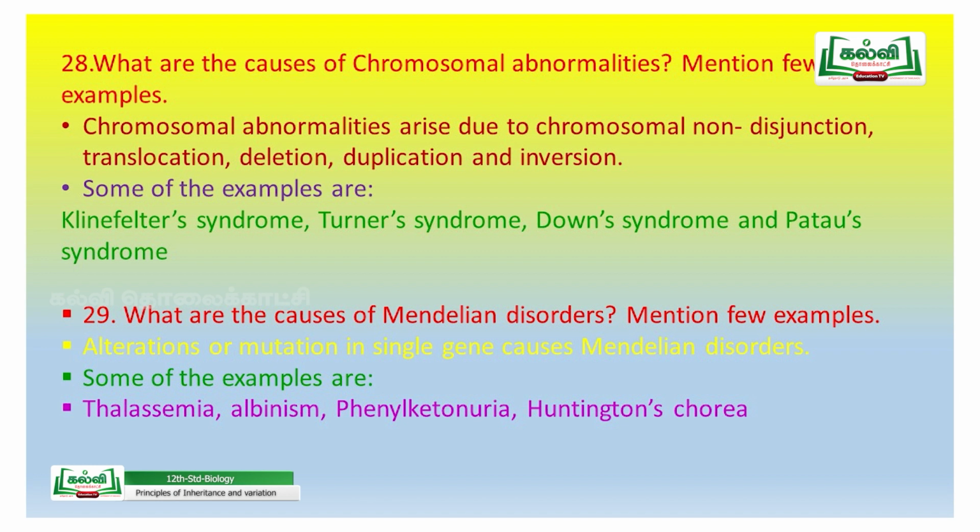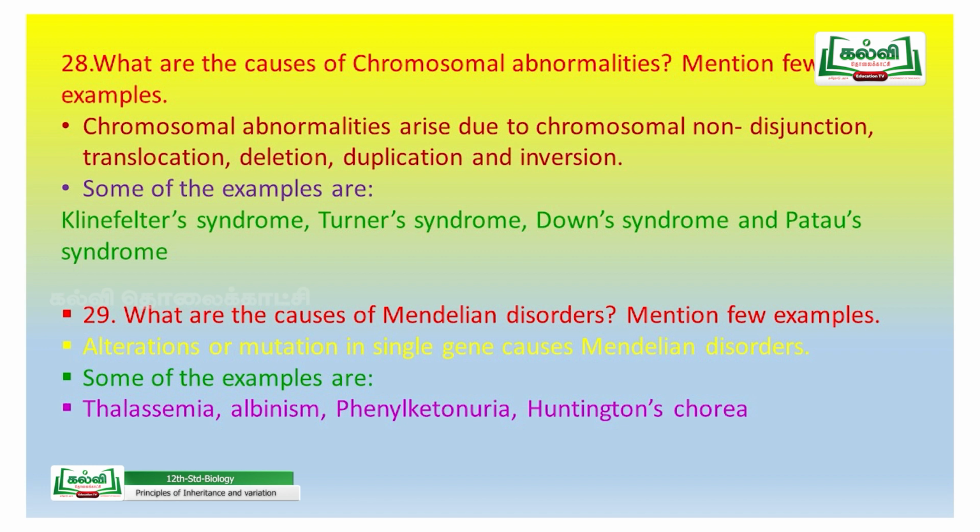Some examples of chromosomal abnormalities are Klinefelter syndrome, Turner syndrome, Down syndrome and Patau syndrome. These are the 4 examples you have in your textbook. You have to know all the characteristics of these diseases and which chromosome is affected. Next, what are the causes of Mendelian disorders?